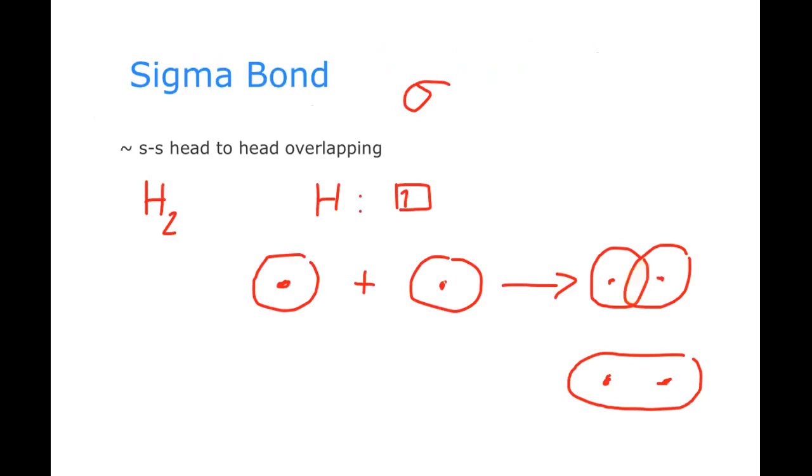In SS head-to-head overlapping, we took the example of hydrogen. Hydrogen has one s orbital. So in the hydrogen molecule formation, two s orbitals combine, and s orbitals are spherical in shape. So this is the formation of SS head-to-head, and this is the molecular orbital.